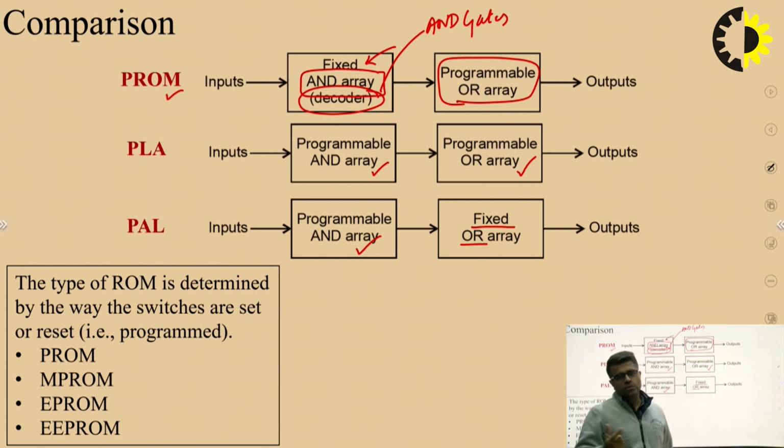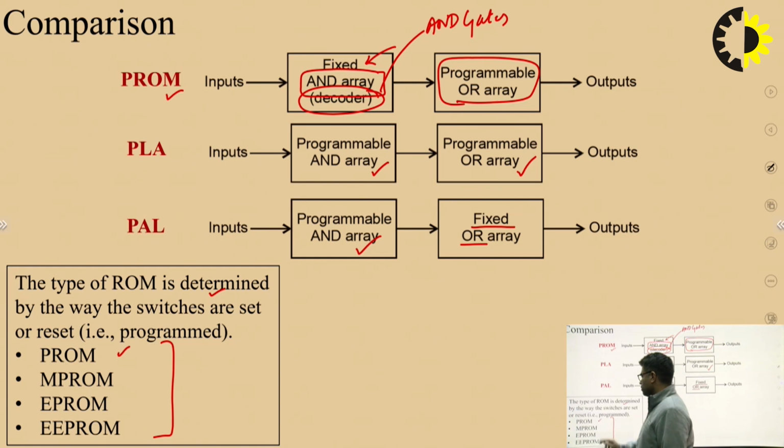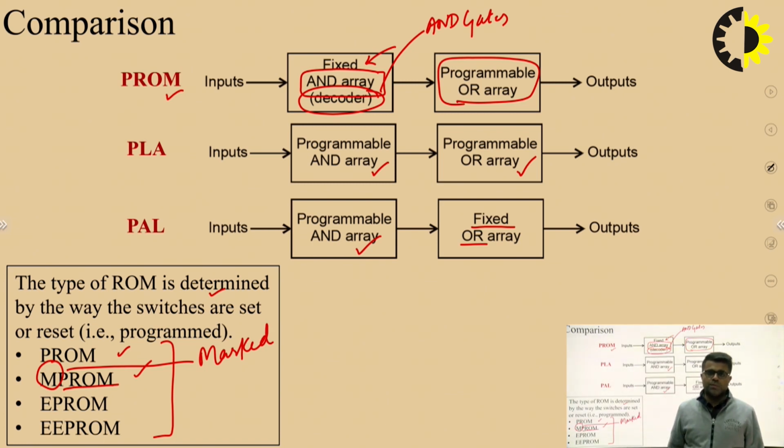In 2 marks, the question can be asked: what are the different types of ROM? These are the 4 different types of ROM. PROM, programmable read-only memory, the ROM which can be programmed once. Then MPROM, mask PROM, the ROM which can be programmed once by the manufacturer, and then no more programming can be further done on that ROM. M stands for mask, that means it is masked for further programming.